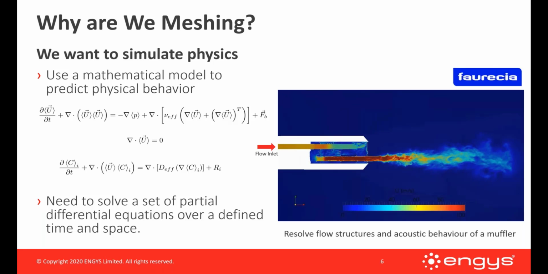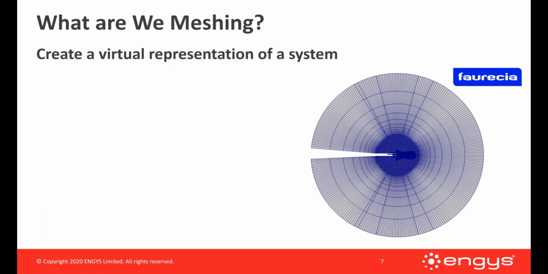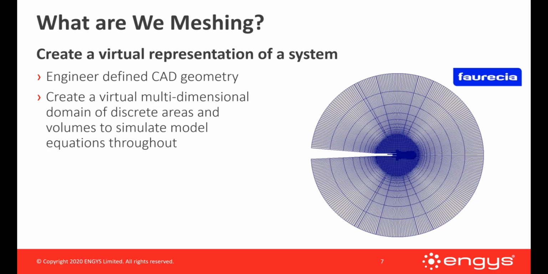Here we've got the inflow of the muffler, and then we've got a few baffles as this fluid moves through this muffler and outputs into this domain. So what are we meshing? Well, we're actually out to create a virtual representation of a system. And I use the term virtual because we're working with computers and we want to be able to model these with computers, so I say virtual representation.